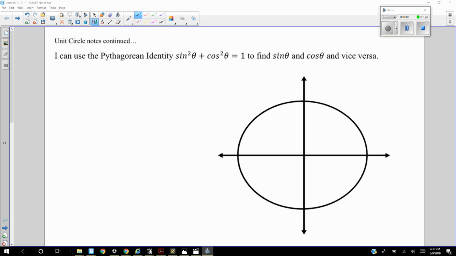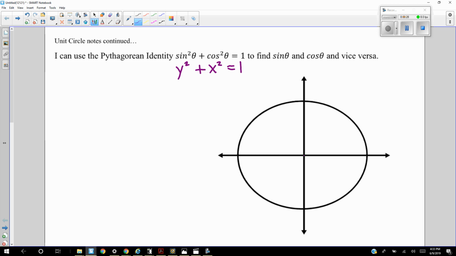All right, this lesson we're going to talk about the Pythagorean identity, which is sine squared plus cosine squared equals 1. Now, if you recall, sine is equivalent to the y coordinate, so you could rewrite this as y squared. Cosine is equivalent to the x coordinate in the unit circle. So another way to write this identity is y squared plus x squared equals 1.